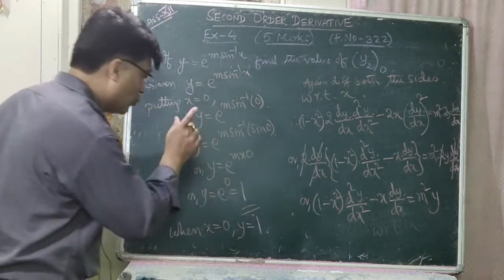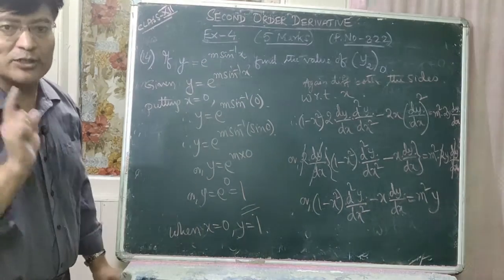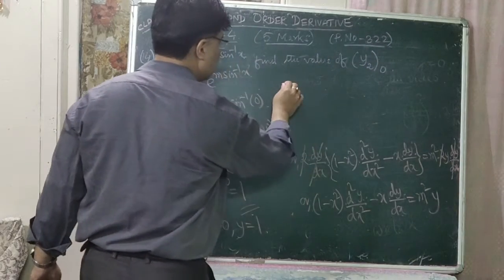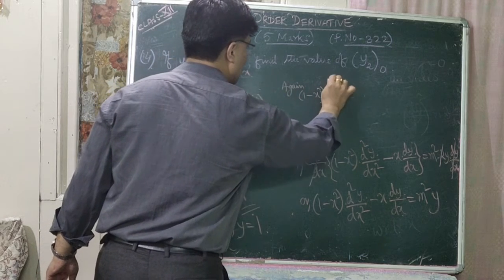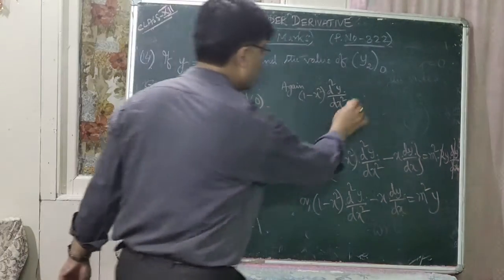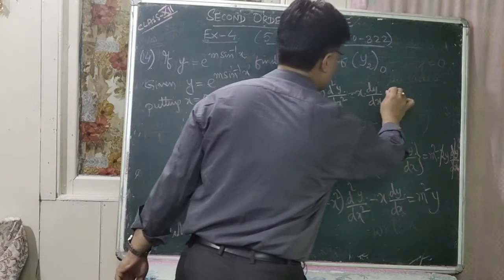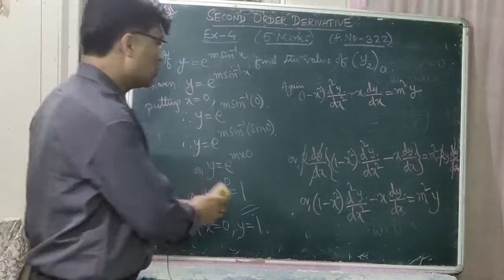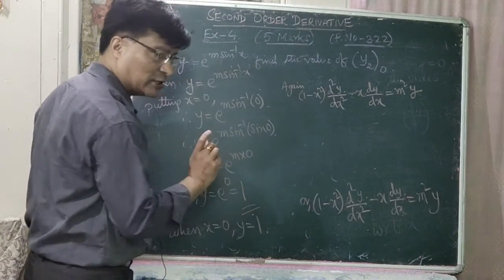It is 1. So we will put these values in this relation in order to get the value for y2 within bracket 0. Okay, so now write down this relation again: 1 minus x square d2y by dx square, minus x dy by dx, is equal to m square y. Is that clear now? So we can put x is equal to 0 here now. Putting x is equal to 0 and y is equal to 1.